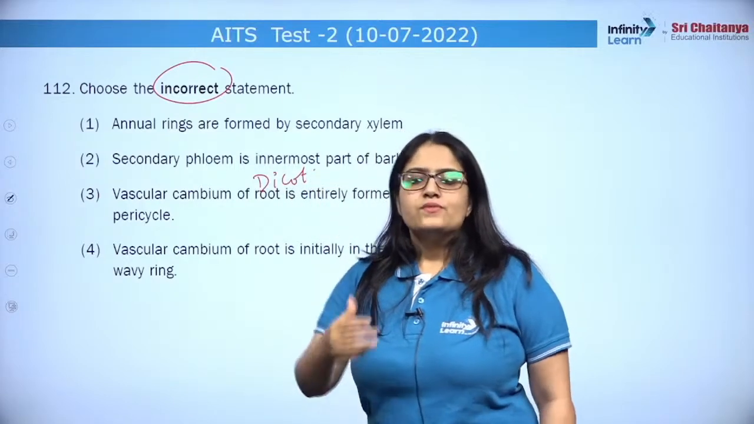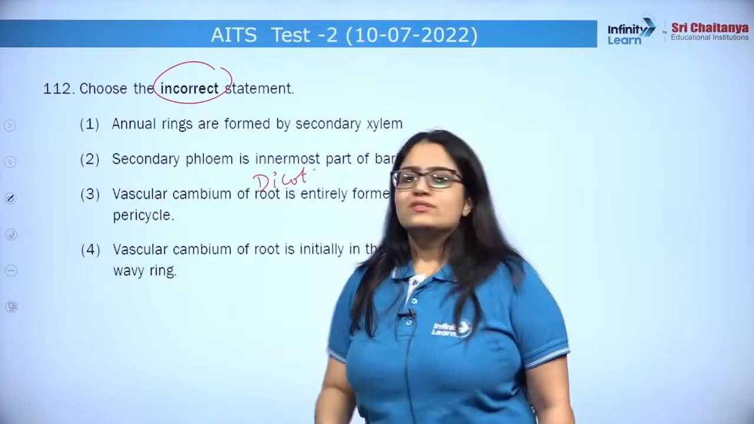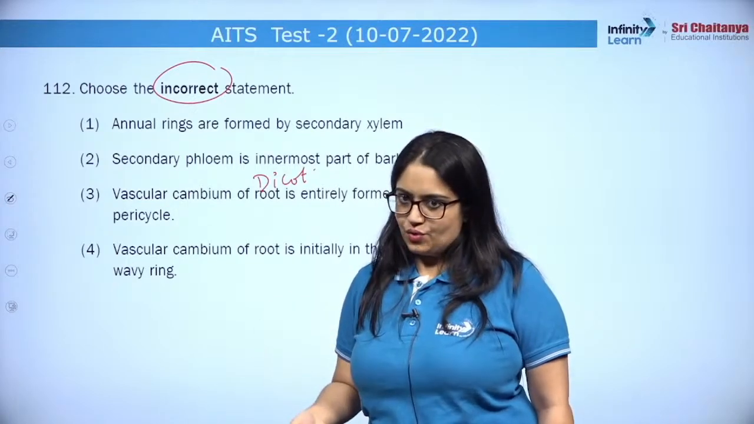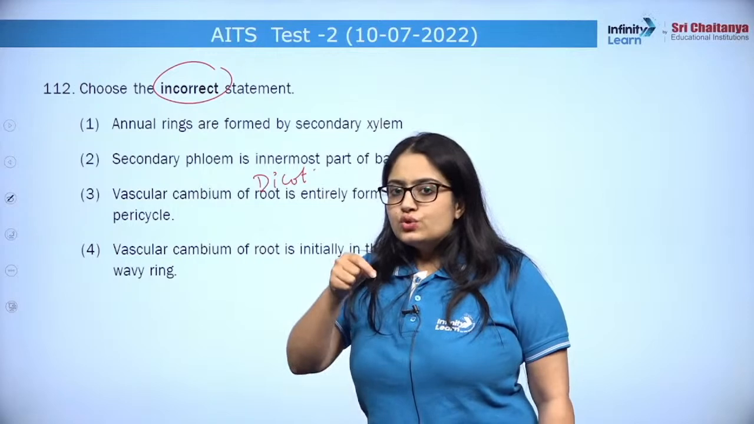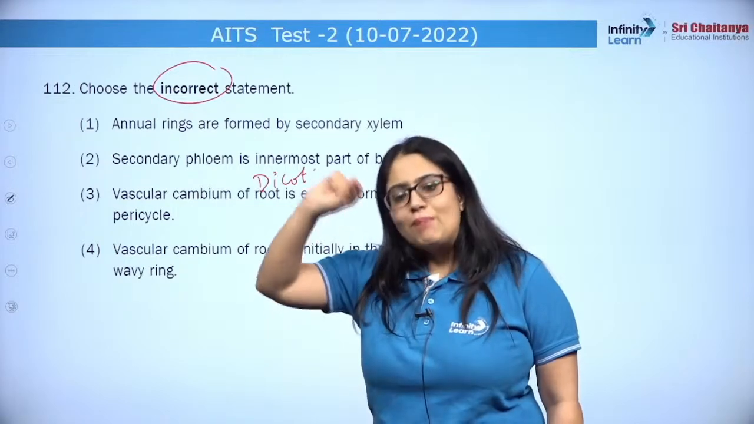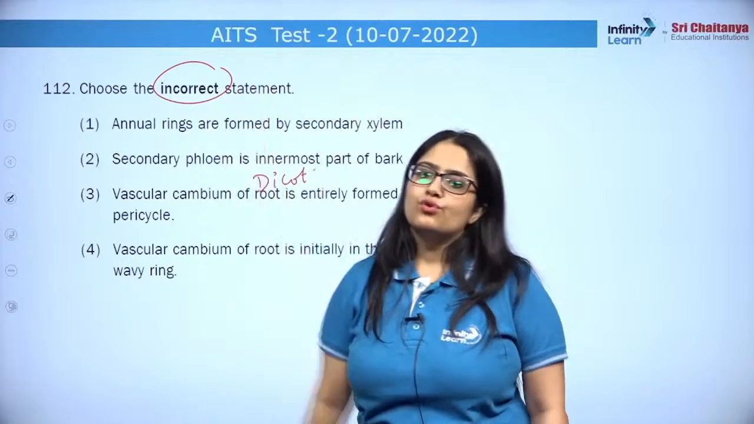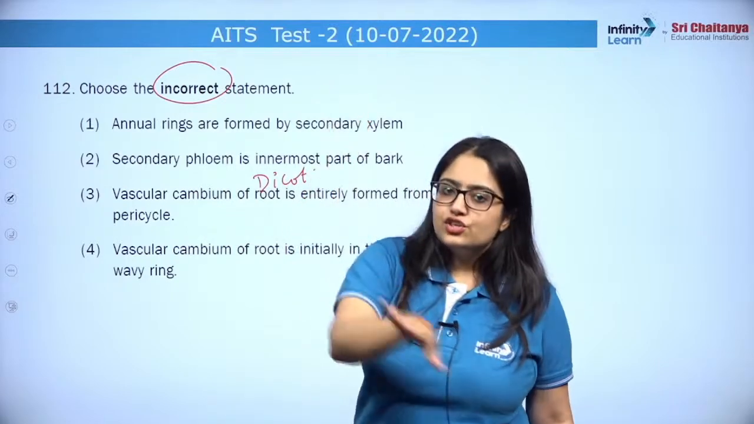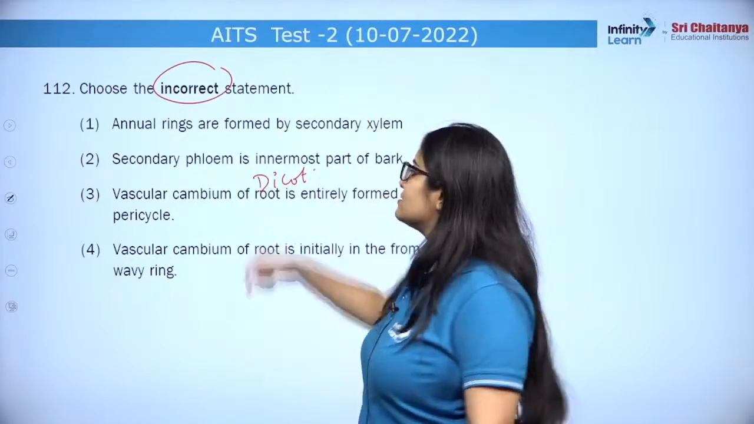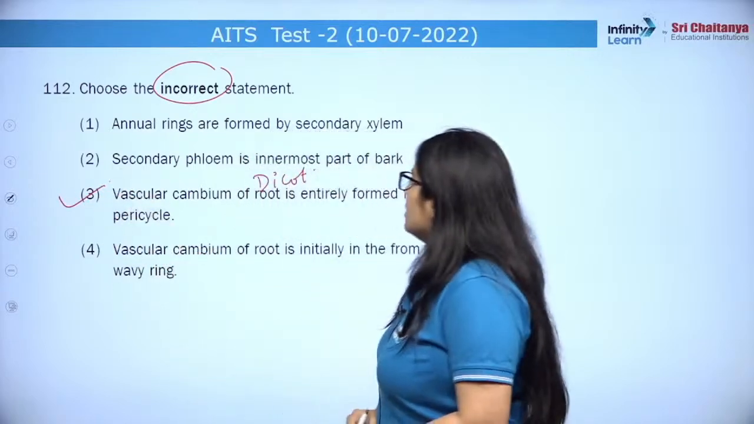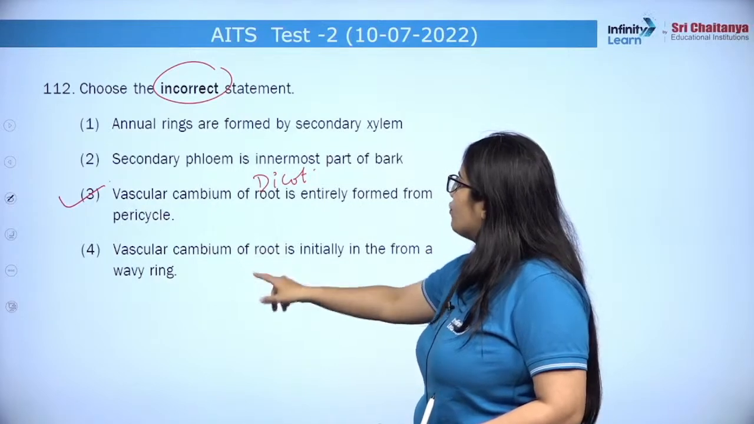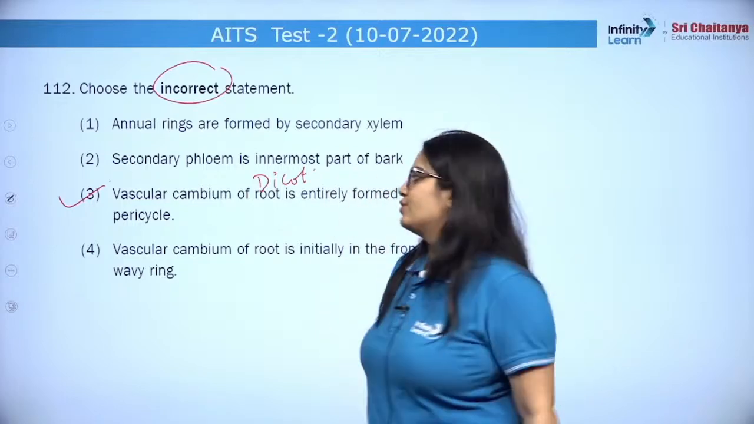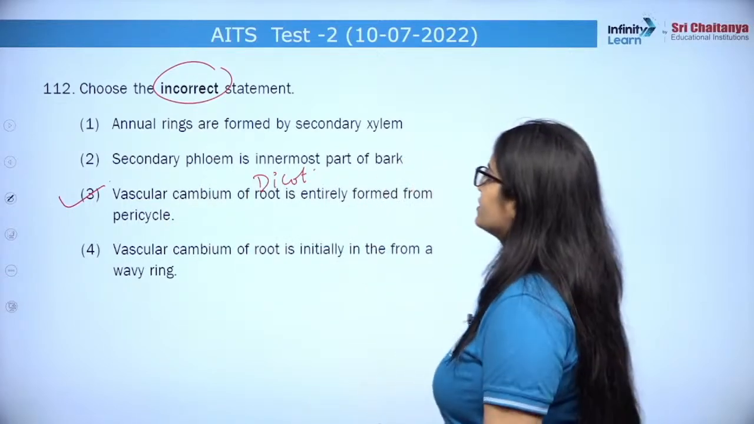So because this happens only in that. So in dicot root, my dear students, vascular cambium is completely secondary in origin. It originates during secondary growth, and it is formed via tissues which are present below the phloem bundle and a part of pericycle which is present above the protoxylem. So it is not entirely from pericycle, only a part of pericycle above protoxylem and the tissues present below the phloem bundle. Hence this option is incorrect. So vascular cambium of root is initially in the form of a wavy ring and finally it becomes circular. That's right. So only this one is incorrect.